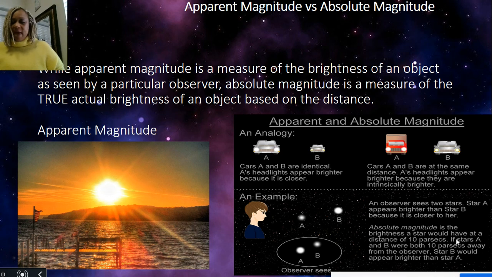Okay, absolute magnitude is the brightness a star would have at a distance of 10 parsecs, and we'll go into that when we talk about those light years. Okay, if stars A and B were both 10 parsecs, or 32.6 light years away, I believe that's the equivalence, away from the observer, then star B would appear brighter than star A. Okay.